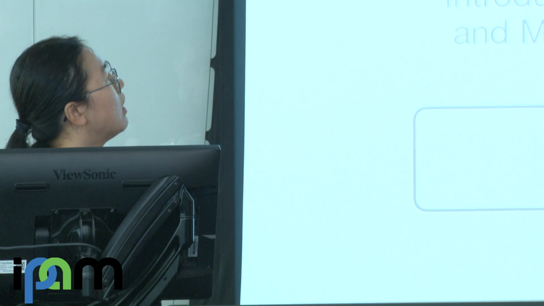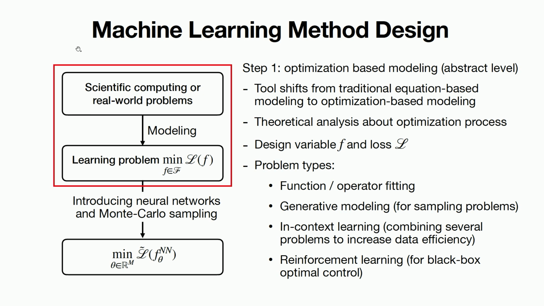And there are two steps. In the first step, we do the optimization-based modeling at an abstract level. It's a little bit different from how traditional modeling was done in applied math history. For the traditional level, we prefer to use equations, PDEs, ODEs to do the modeling. But after a while, when we have AI, we prefer to use optimization. So we shift from equation-based to optimization-based. And at this stage, there may be some good theoretical analysis that can be done with this optimization process, because sometimes this loss function may have some convexity, nice structures, and then you can do some analysis here.